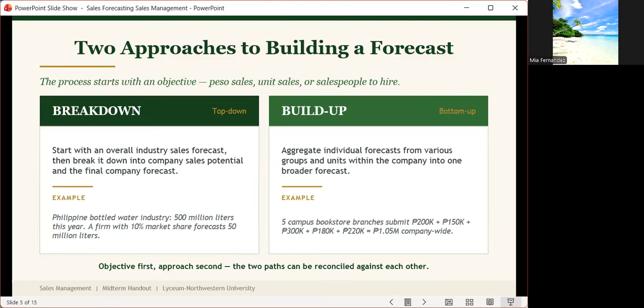However, on the other hand, the build up, also known as bottom up, means aggregating individual forecasts from the groups and units inside your company. So, for example, 5 campus bookstore branches submit 200, 150, 300, 180, and 220,000 pesos. And then you have to add them up and you get 1.05 million for the company.